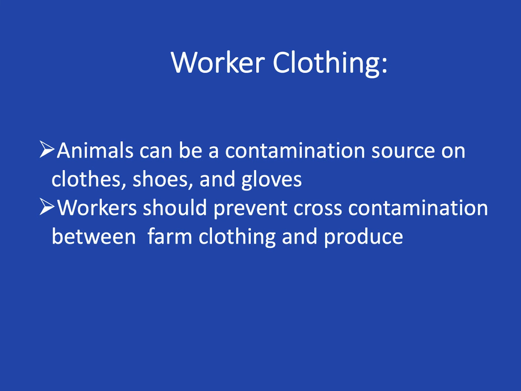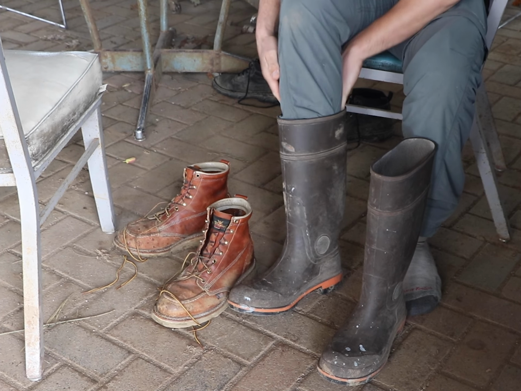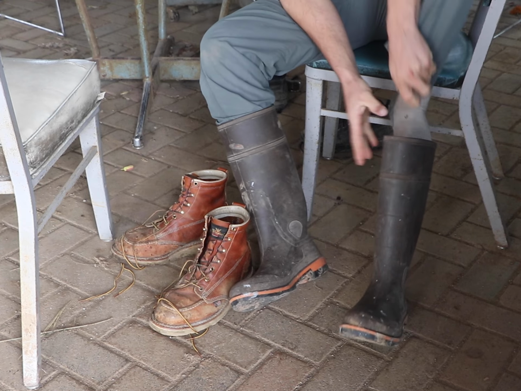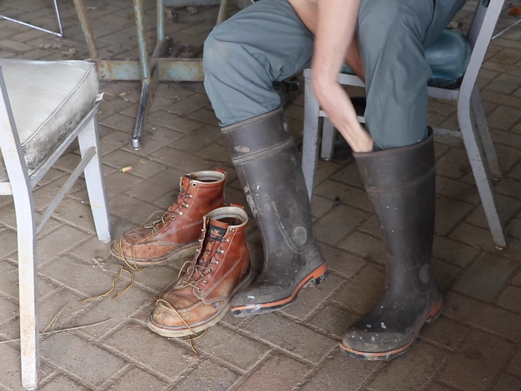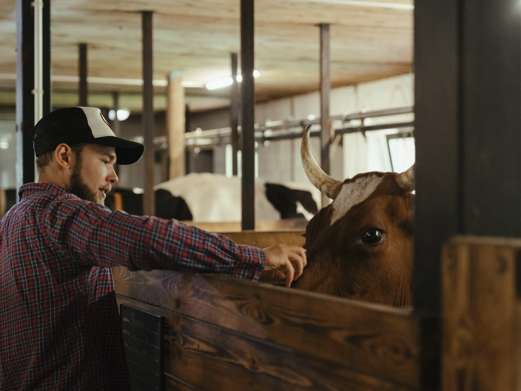Personal cleanliness starts with wearing clean clothes and having shoes that can be easily cleaned and sanitized. If shoes cannot be cleaned or sanitized, then workers may want to have either shoe coverings or a designated pair of work shoes. It's important that workers especially pay attention to their clothes if they are working with animals prior to working in areas with produce or food contact surfaces.